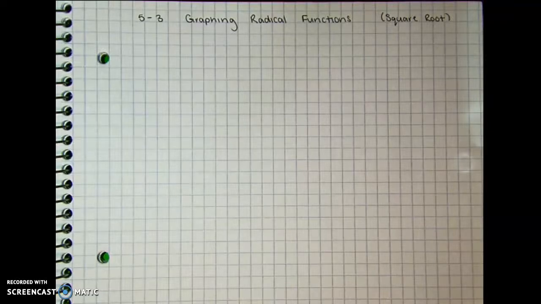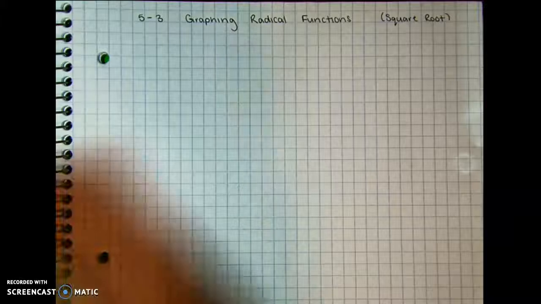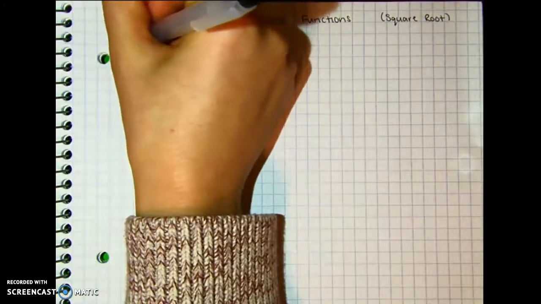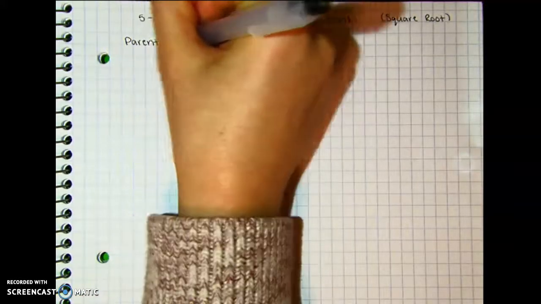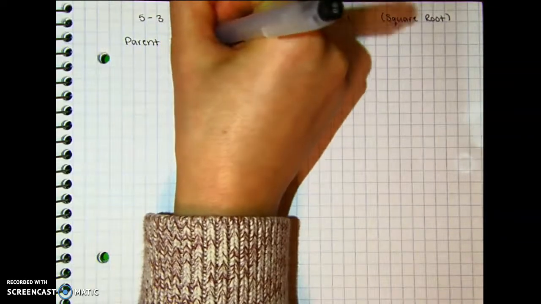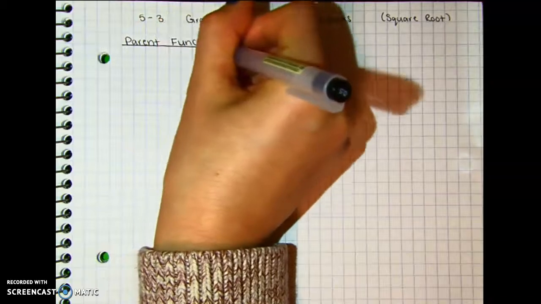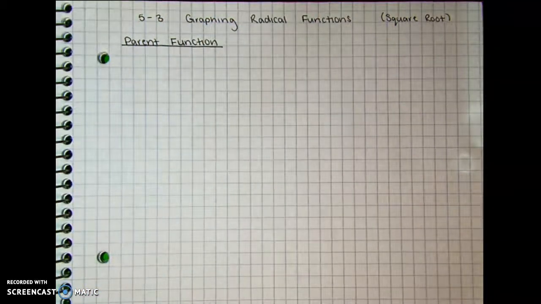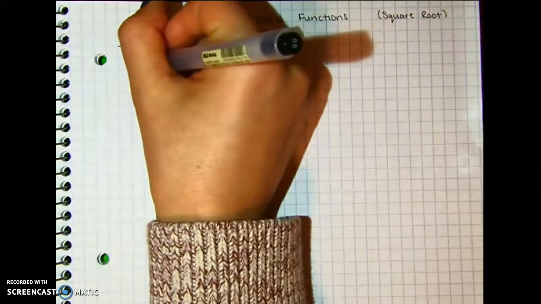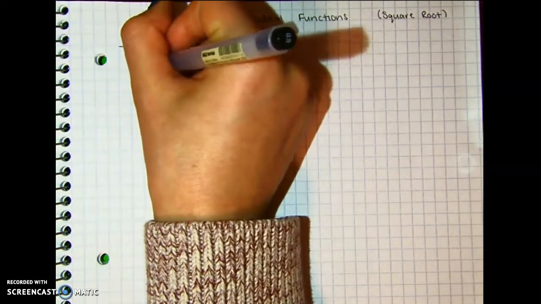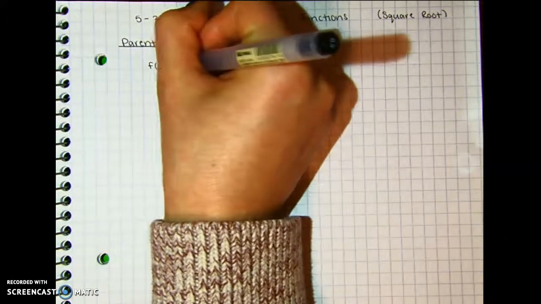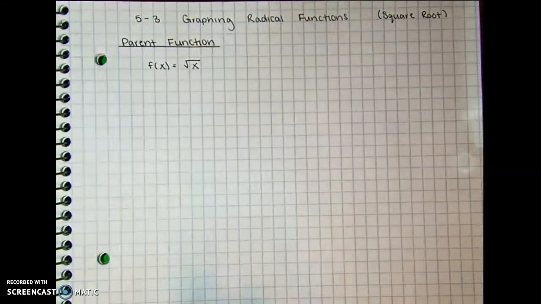Hey Algebra 2, in this video we're going to be starting section 5.3, graphing radical functions, and we're just going to focus on the square root. So first of all, let's start with the parent function. The parent function for the square root, remember, is always the simplest equation, so it'll be f of x equals the square root of x.